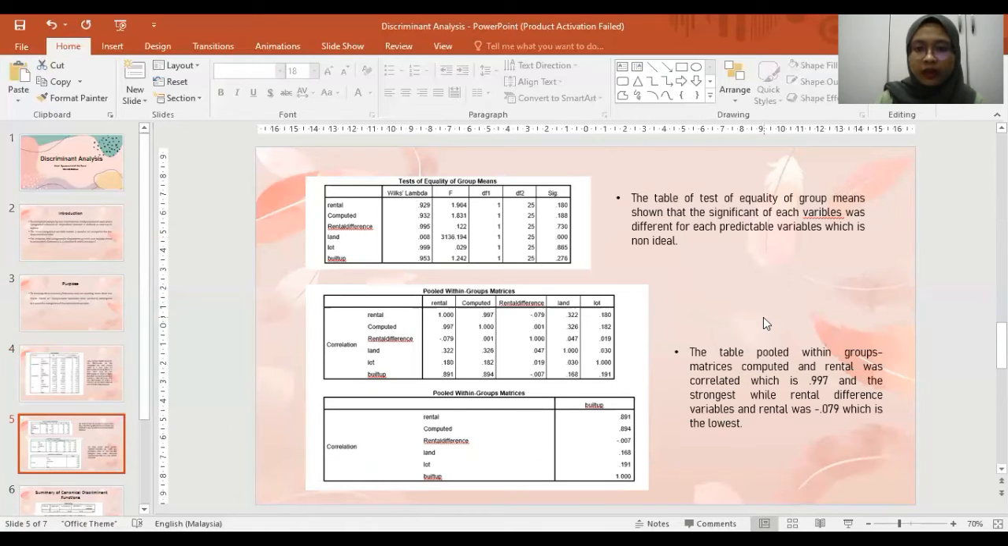And the table of tests of equality of group means shows the significance of each variable was different for each predictor variable, which is non-ideal. And for the pooled within-groups matrices table, computed and rental were correlated, which is 0.997, the strongest, while rental difference and rental was negative 0.079, which is the lowest.